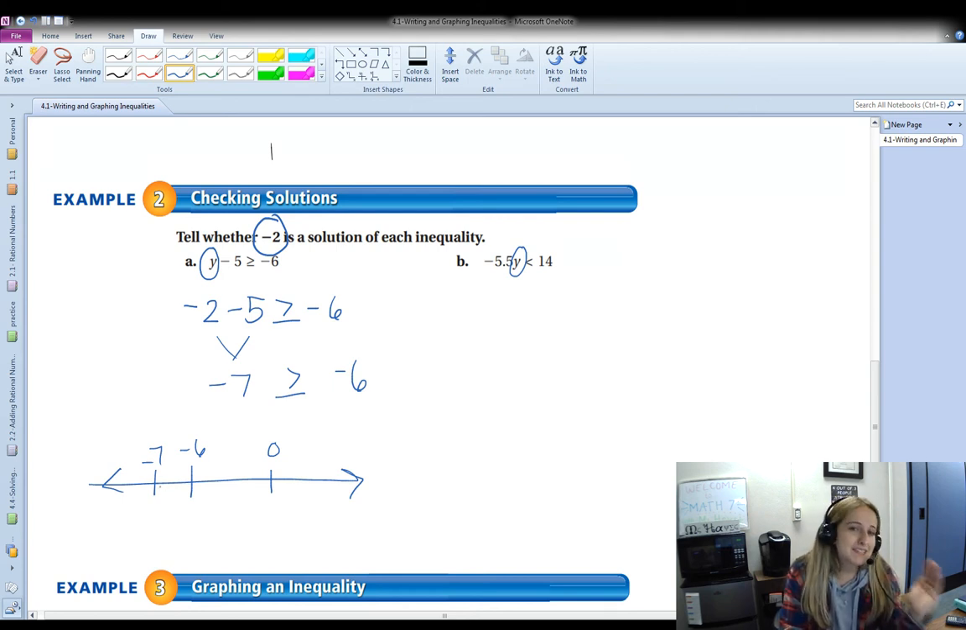No, because it's on the left side, which means it's lesser, okay? So this is not true. -2 is not a solution. So I'm going to write no. -2 is not a solution of that inequality.